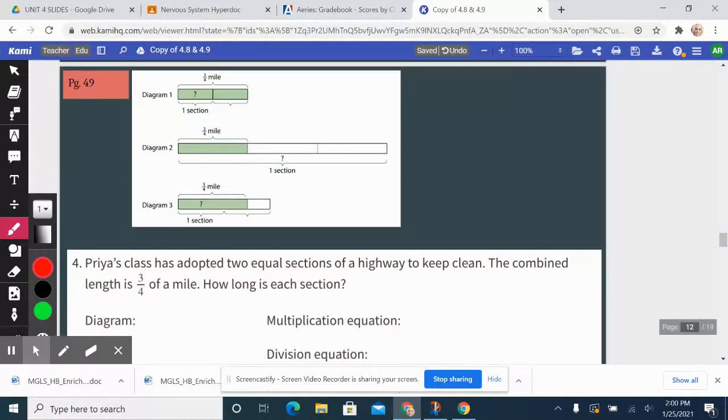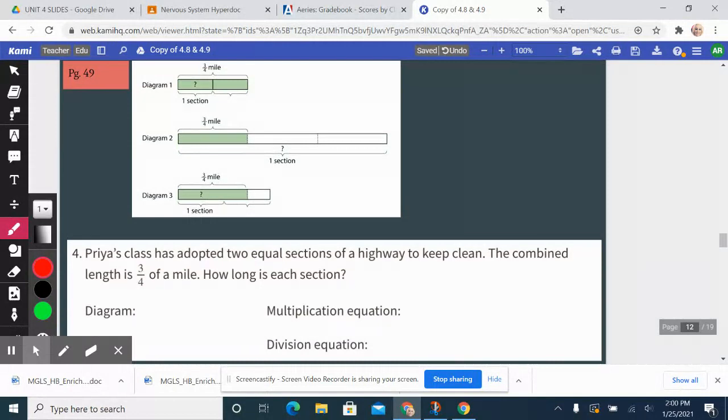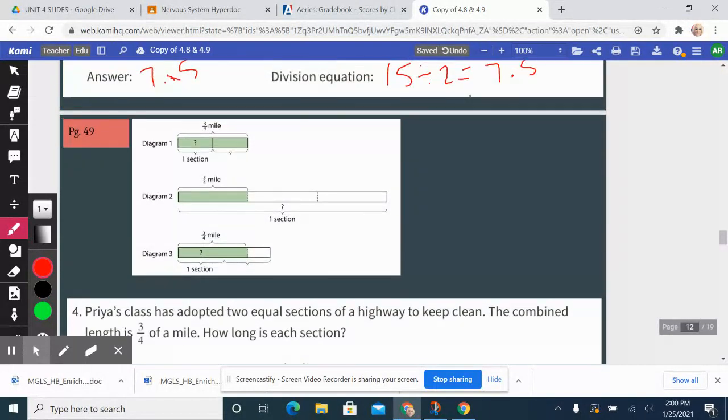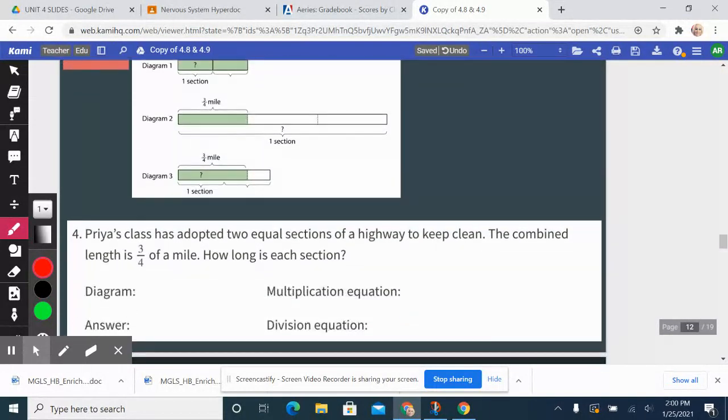So now you go to page 49. And I have this set of diagrams. Sorry, I couldn't think of the word. So Priya's class has adopted 2 equal sections of a highway to keep clean. The combined length is 3/4 of a mile. How long is each section?